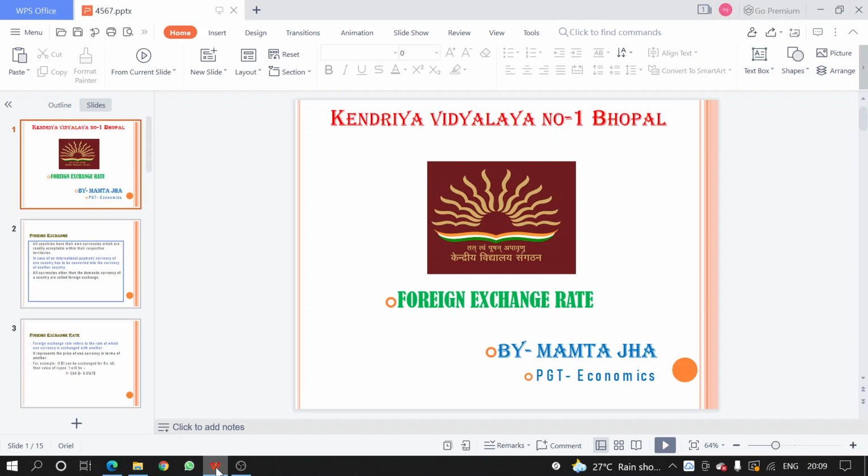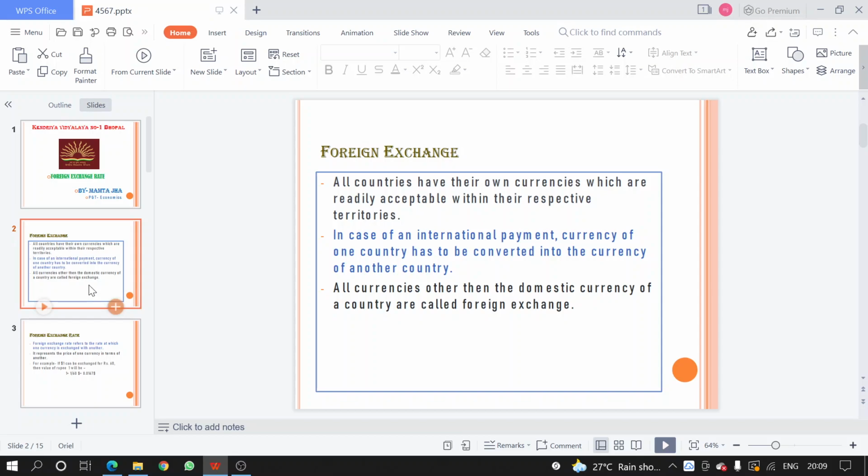Students, today we are going to start a chapter, foreign exchange rate. In this chapter, we deal with different concepts of foreign exchange, types of foreign exchange rate, and so on.